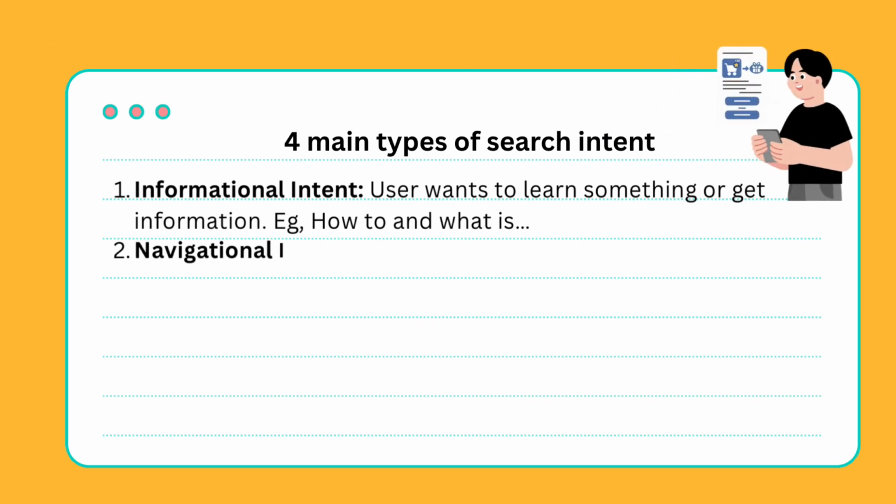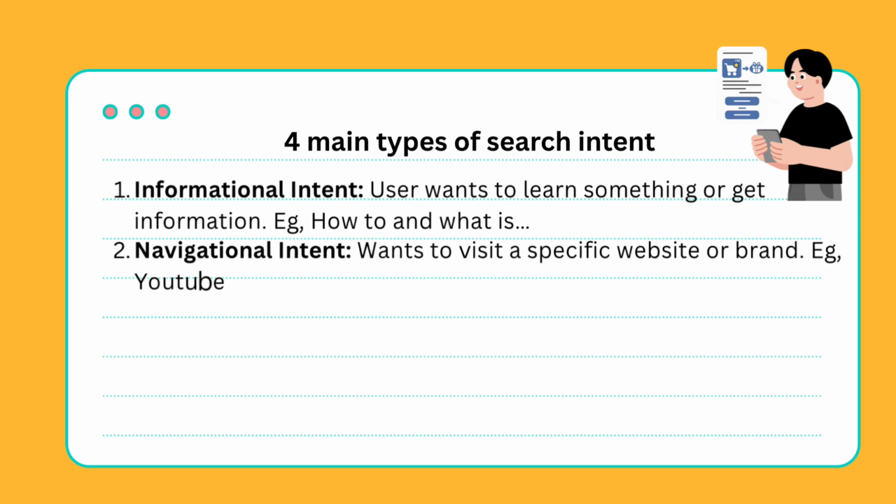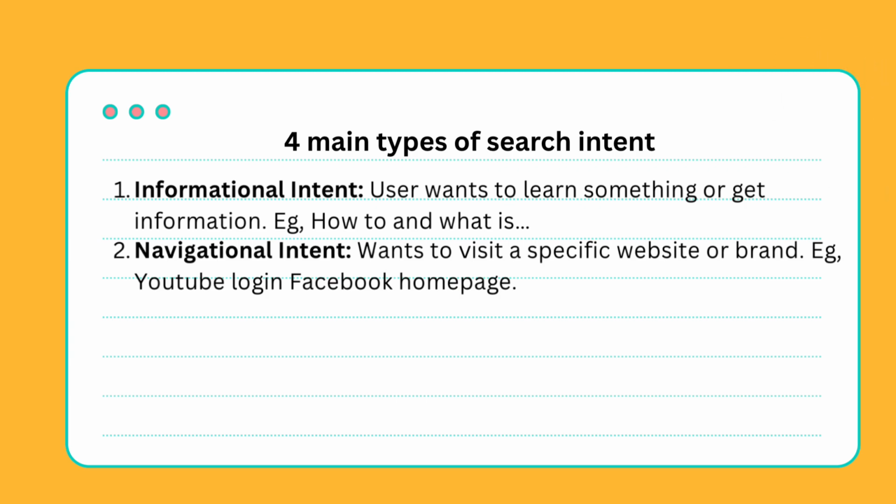2. Navigational intent. In this case, the user wants to visit a specific website or brand. Examples: YouTube login, Facebook homepage, Amazon official website. Here the user already knows where they want to go.